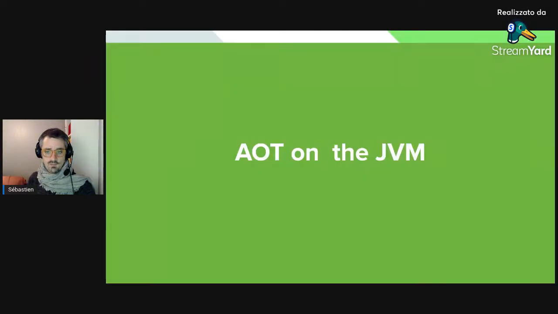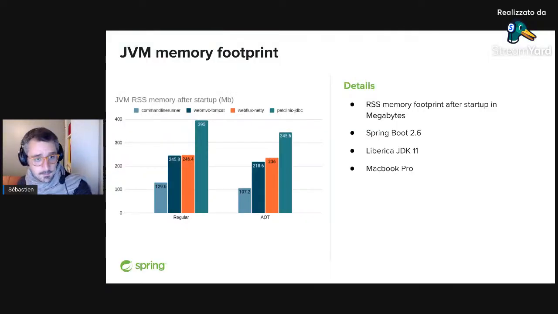Also a faster feedback loop. That's because native compilation takes time, while compiling a Spring application in AOT mode takes a few seconds. And the last point is obviously for efficiency, because even if that was not the main goal of our efforts until now, we really created this AOT mode for native first, but it also provides some improvements on the JVM as well.